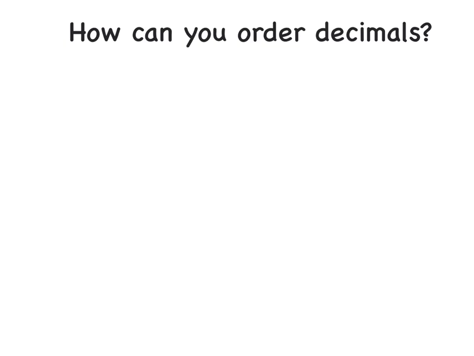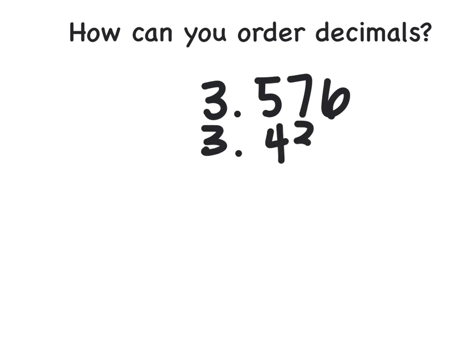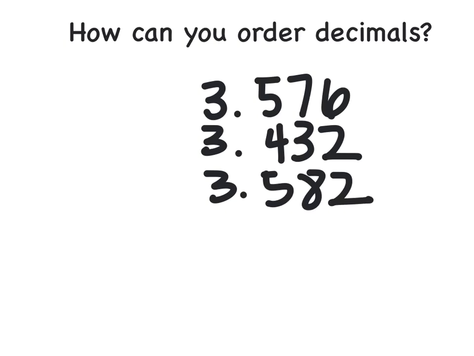So let's say I had the numbers 3.576, 3.432, and 3.582. The first step is to line them up, which I did. I stacked them one on top of the other.